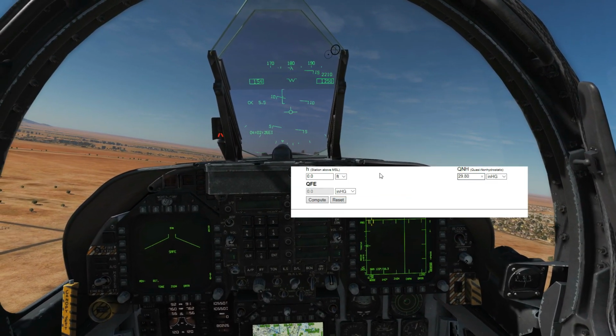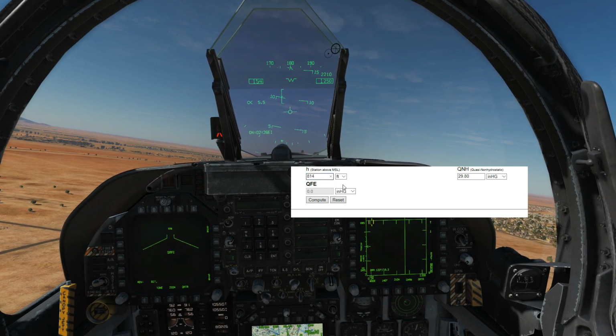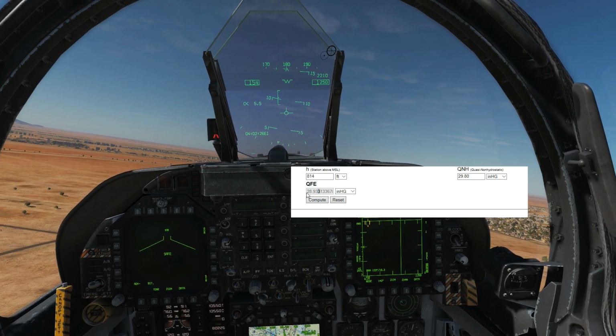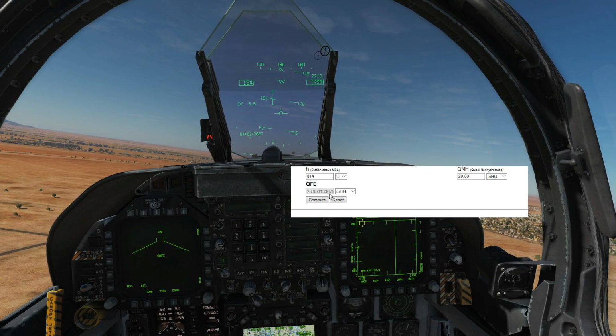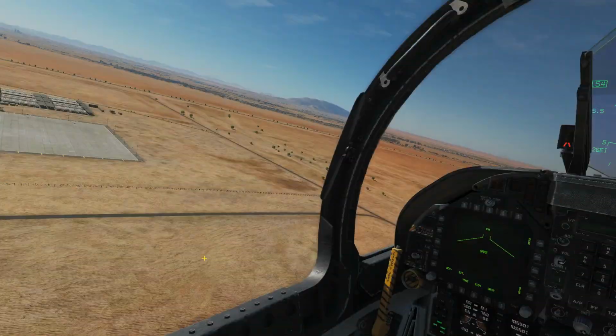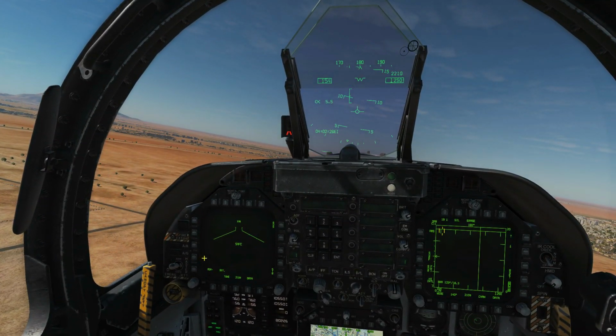I think we set it to that, didn't we? And if I enter the feet above ASL of our runway, which is 814 feet, and compute, it's saying that we should set our QFE altimeter to 28.933 inches of mercury. Now let's confirm that by talking to the tower and check that he agrees with that and gives us the same or a very similar figure.